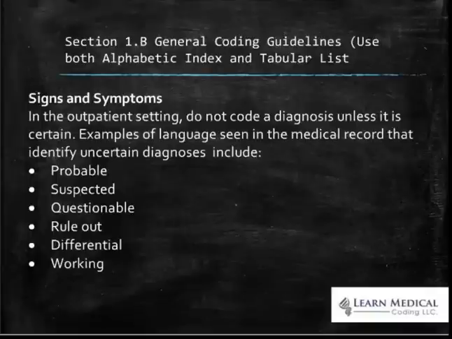You would have to code the symptoms that the patient came in with. Whereas if you're coding for inpatient, you can code for probable, suspected, questionable, rule out, differential, and working diagnosis, as long as it's being worked out. But for outpatient, you cannot. The only diagnosis you cannot code as probable is HIV and AIDS. It has to be definitive. It has to be diagnosed in order for you to actually code that for a patient.